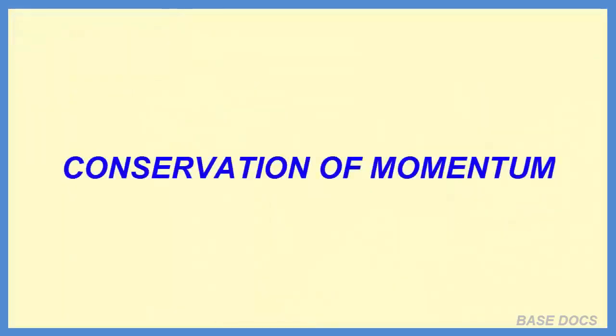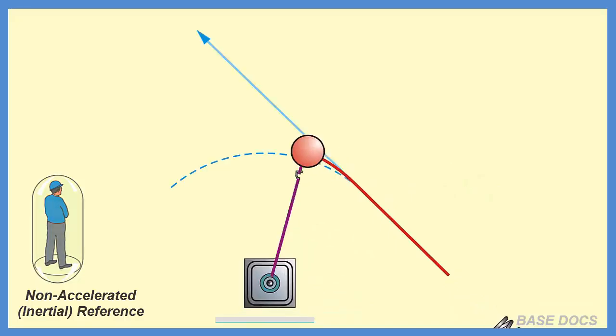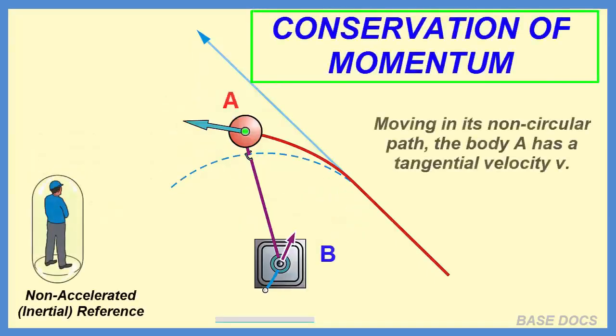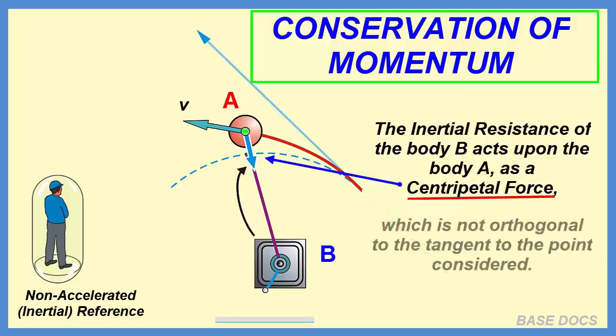To verify the conformity of the process with the principle of conservation of momentum, consider the interaction of the bodies at a given point of the path followed by the body A. At that point, moving in its non-circular path, the body A has a tangential velocity, v. The inertial resistance of the body B to the acceleration acts upon the body A as a centripetal force, which is not orthogonal to the tangent at the point considered.